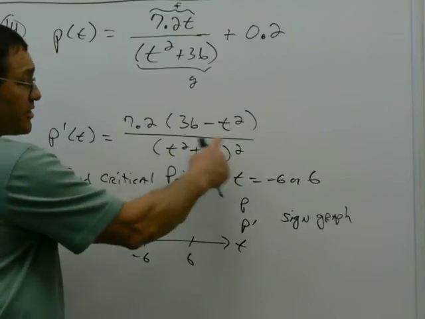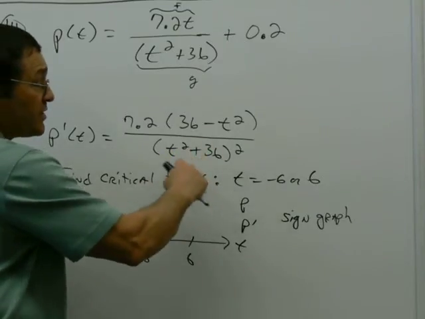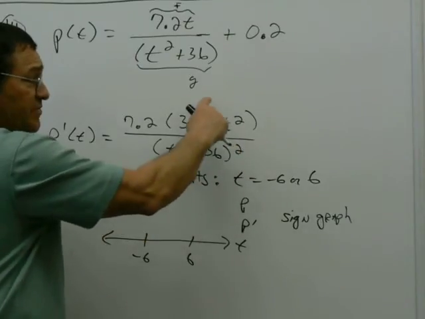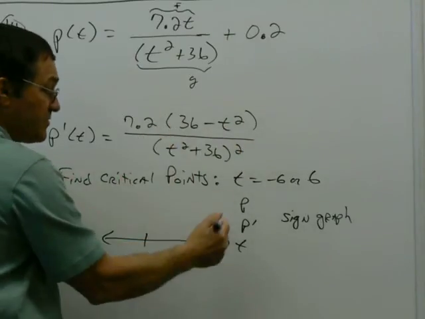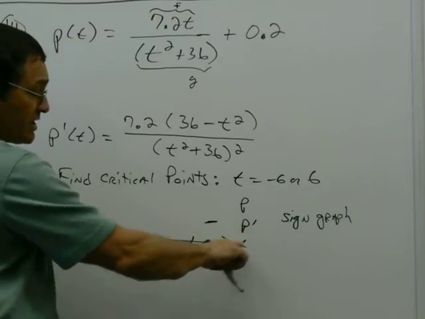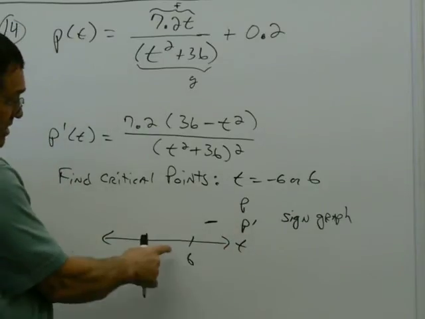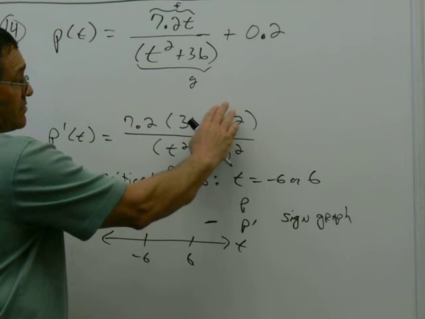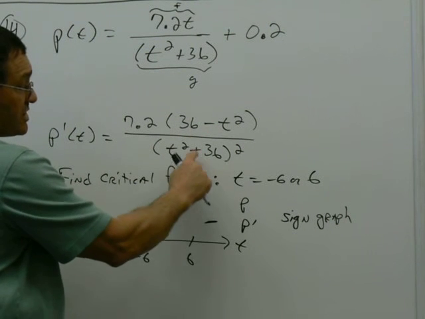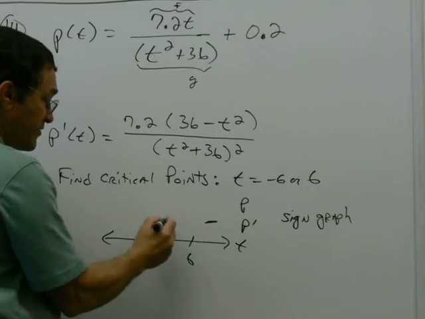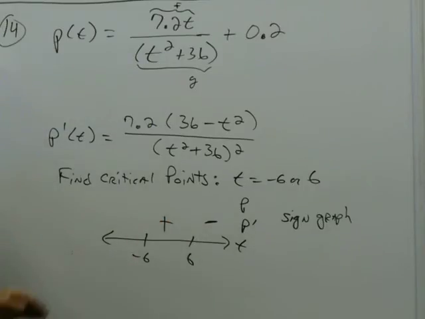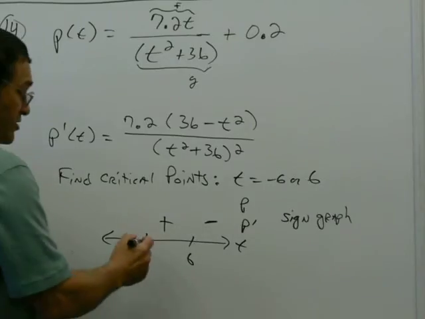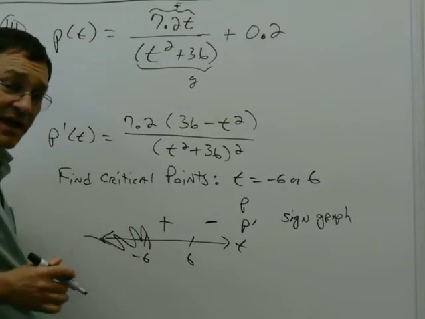100 squared plus 36 squared, that's going to be a positive number in the denominator. 100 squared is going to be really big. 36 minus that is going to be a negative number, times a positive, times a positive. My derivative is going to be negative for any t greater than 6. If I take a number in this region, like t equals 0, that's 7.2 times 36 over 36 squared, positive, positive, positive. Everything's going to be positive. We don't care about this region. Anything to the left of -6, we don't care. So you can just essentially forget about that.